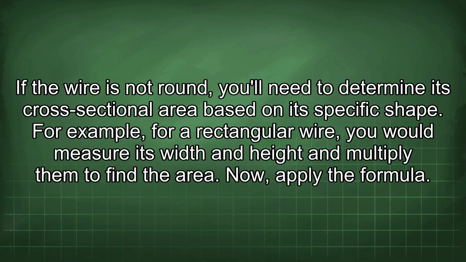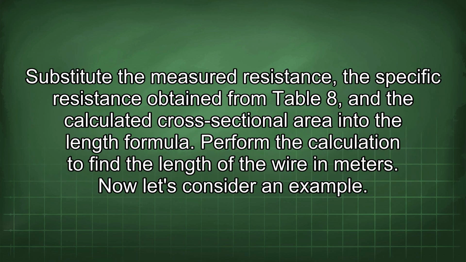If the wire is not round, you'll need to determine its cross-sectional area based on its specific shape. For example, for a rectangular wire, you would measure its width and height and multiply them to find the area. Now apply the formula. Substitute the measured resistance, the specific resistance obtained from Table 8, and the calculated cross-sectional area into the length formula. Perform the calculation to find the length of the wire in meters.